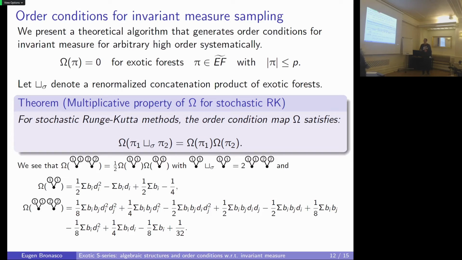And here we have some particular examples of this property. So we have a small exotic forest with some, and this is equal to 1/2 omega of one tree times omega of the other tree. And this 1/2 comes from the fact that we consider a renormalized concatenation product. And here are the expressions of these omegas for the particular forests.